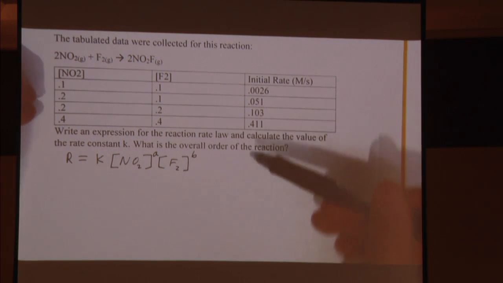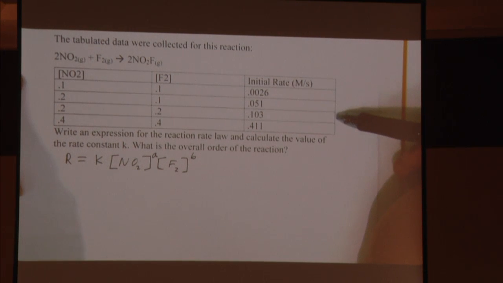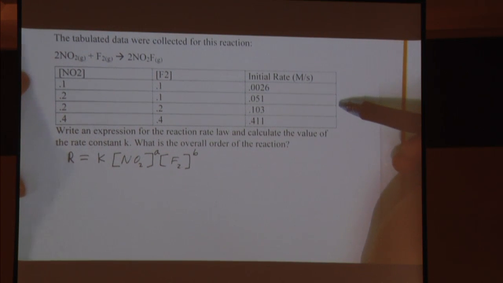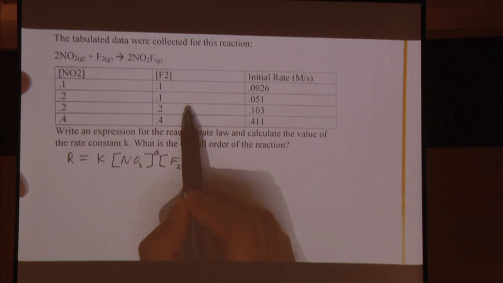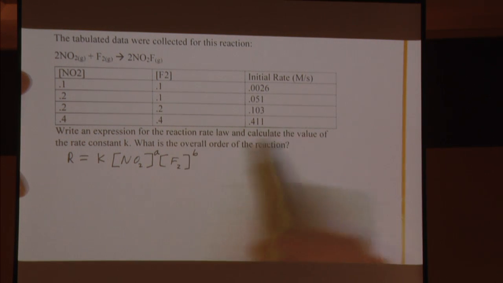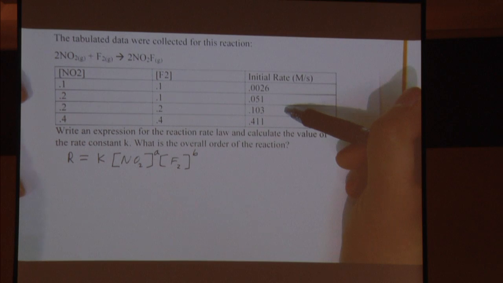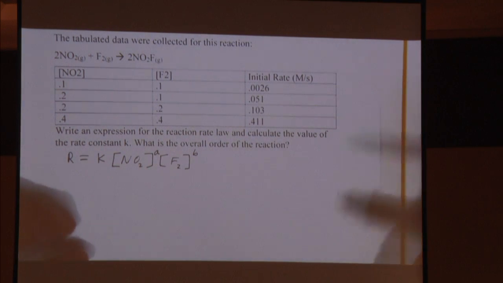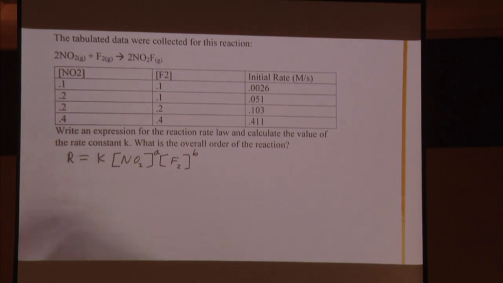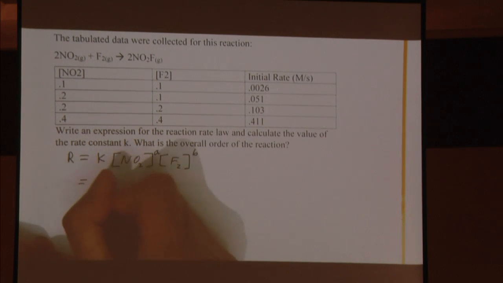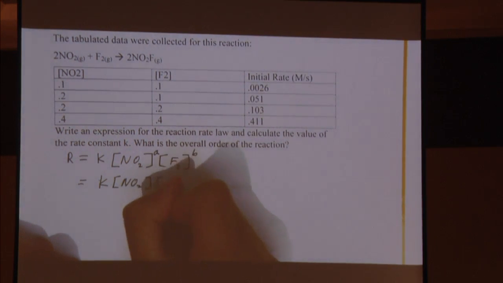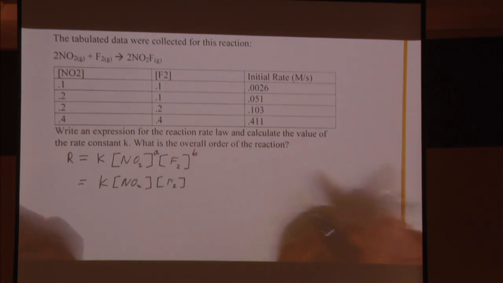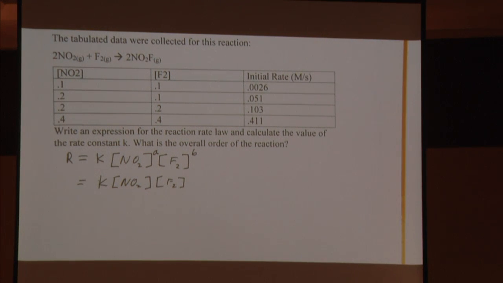Then when we take experiments 2 and 3, the 2 middle lines, we see that when we double the amount of this fluorine, our rate also doubles. That means our exponent for B is also 1. So our rate law is just as is.